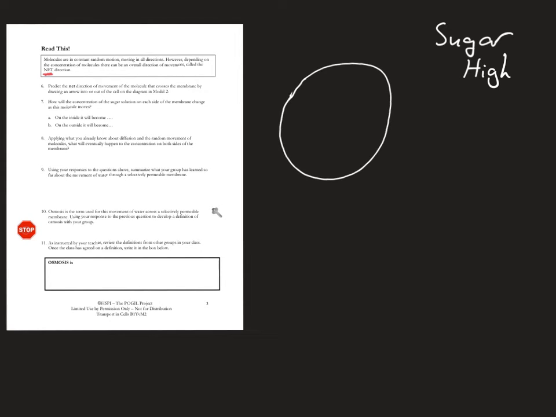Inside the cell or outside the cell. Where is the concentration of sugar higher? So where is the number of sugar molecules compared to the number of water molecules higher? Where's the fraction, sugar divided by water? Which one is higher? Sugar divided by water.